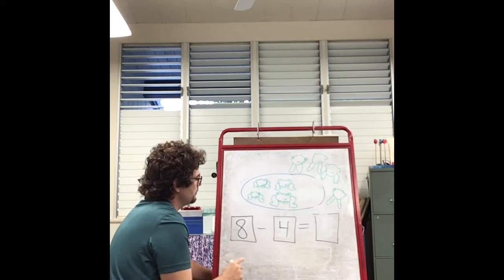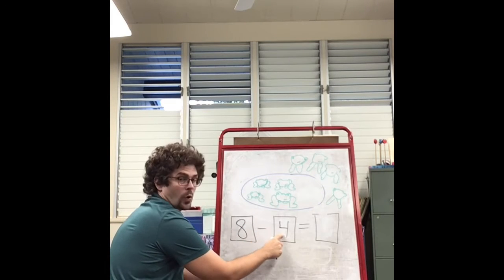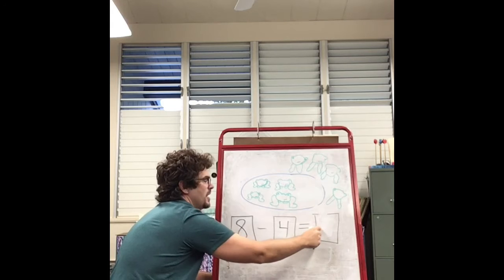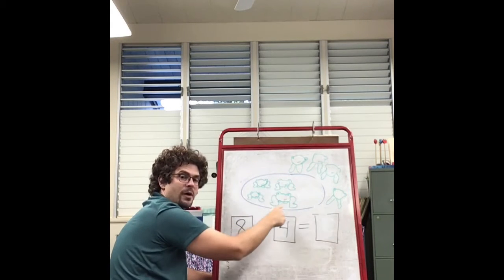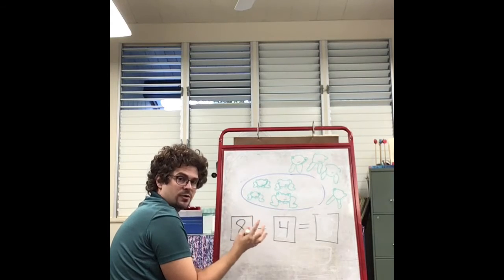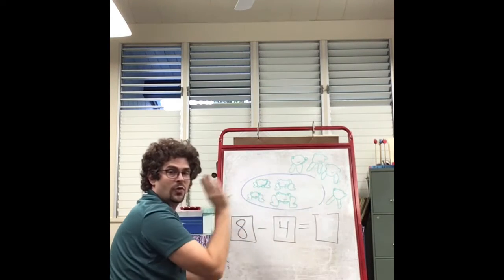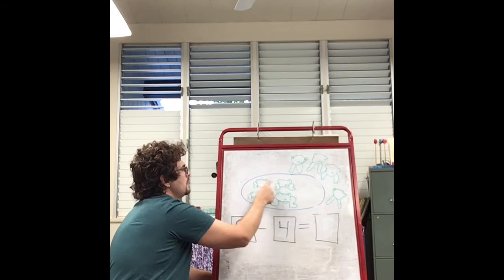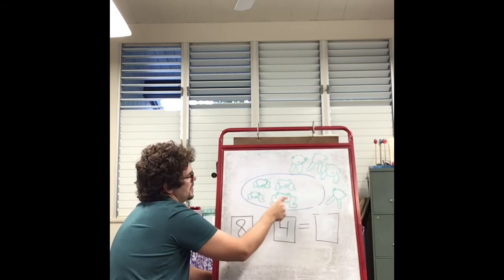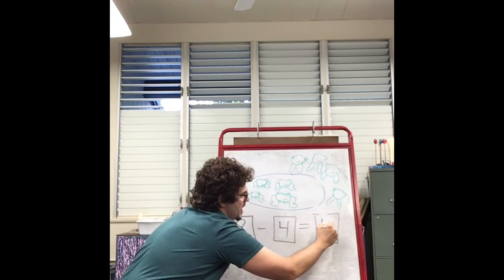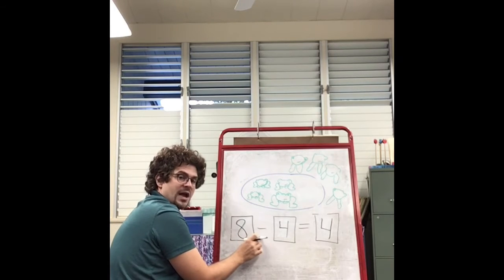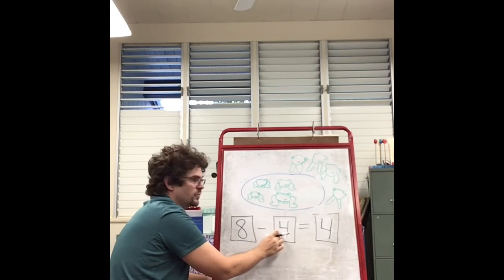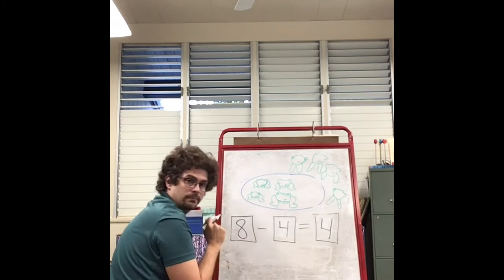So now our problem reads 8 minus 4 equals blank. Right now the blank is going to be the frogs that are left hanging out in our pond. For that we can just count them because we know that these frogs are already on the way out. 1, 2, 3, 4 frogs. Okay? So now our sentence reads 8 minus 4 equals 4.